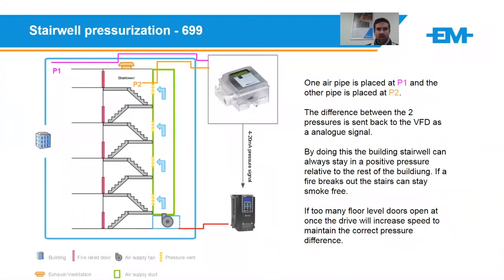If people start to open up these doors and the pressure maybe starts to equalize because multiple doors are being opened and people are trying to escape the fire, obviously the drive will then ramp up and try maintain that positive pressure even further. Even though doors are being opened or closed, the drive will just react to the pressure difference and do its job. So important to keep the stairwell smoke free and allow people time to escape in case of a fire. That's a typical example for our 699.